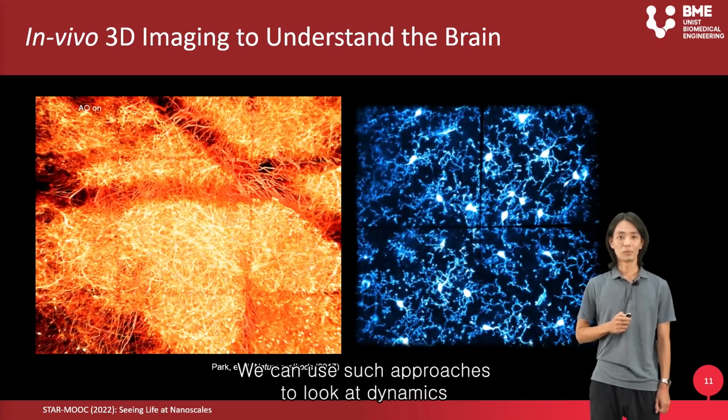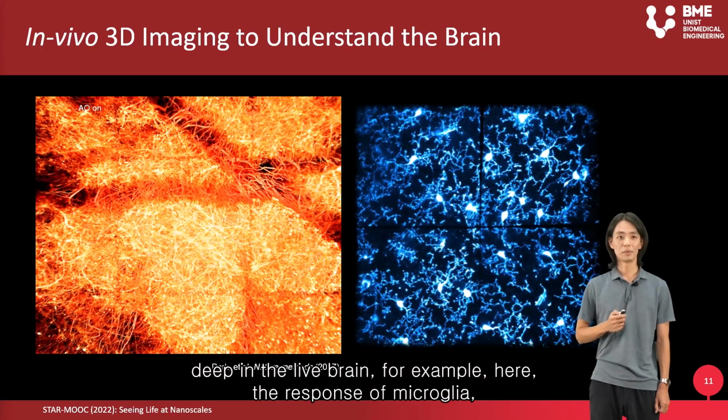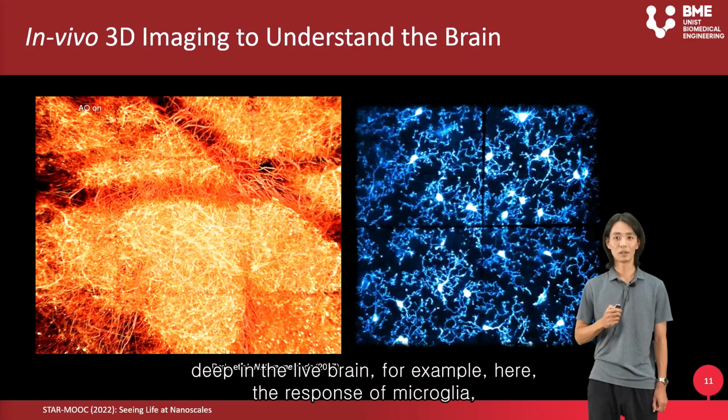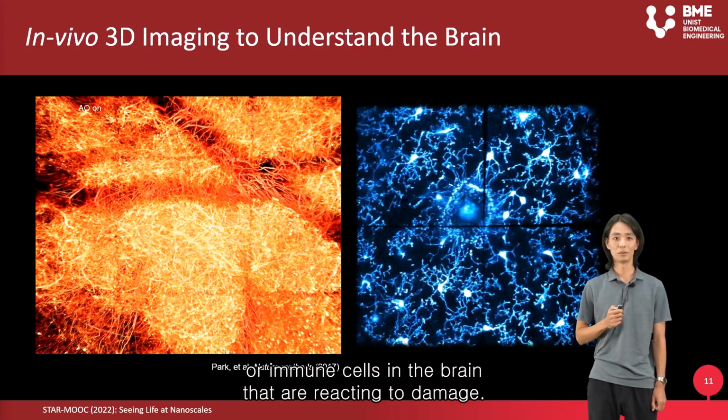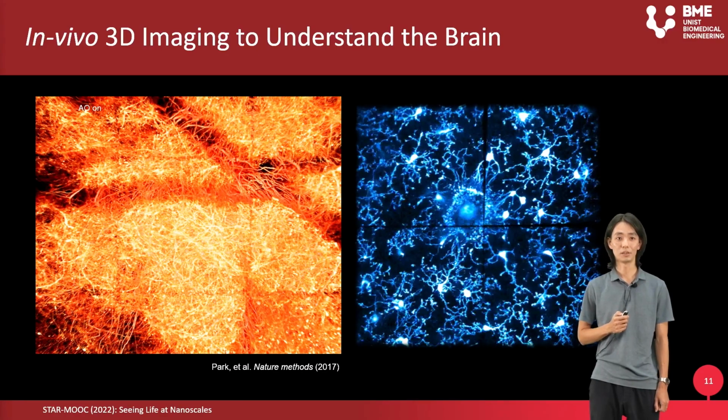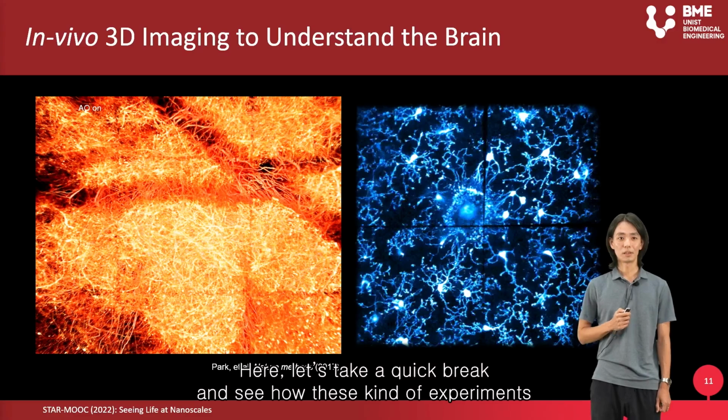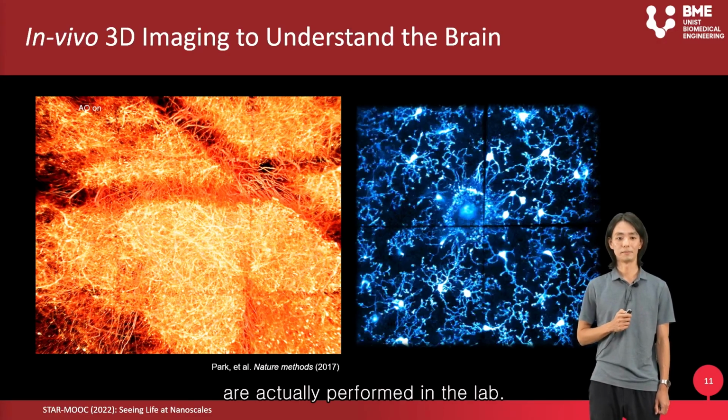We can use such approaches to look at dynamics deep inside the living brain. For example, here are the response of microglia or immune cells in the brain that are reacting to damage. Here, let's take a quick break and see how these kind of experiments are actually performed in the lab.